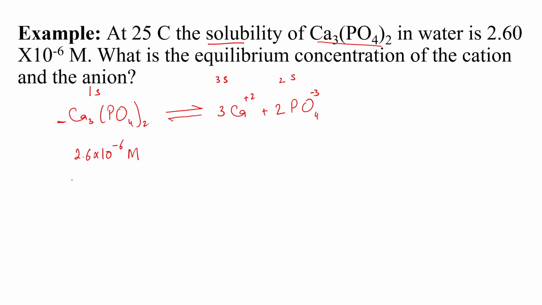So if this is your S, to find the concentration of calcium, you will just do 3 times the solubility of calcium phosphate. And for phosphate, it will be 2 times the concentration of calcium phosphate. And you will just multiply these and you will get your answer.